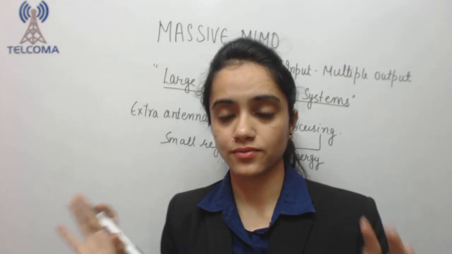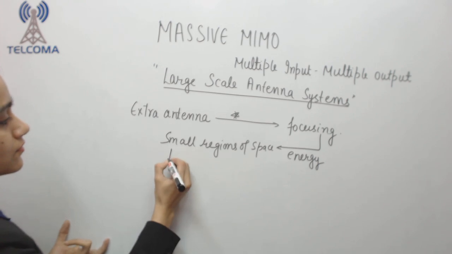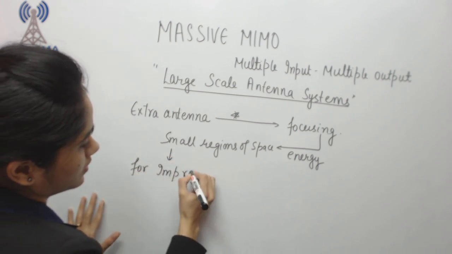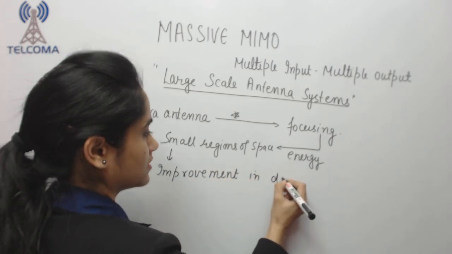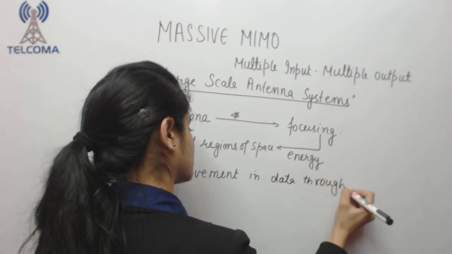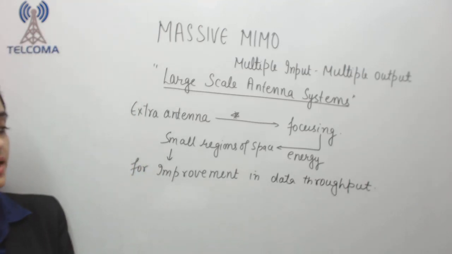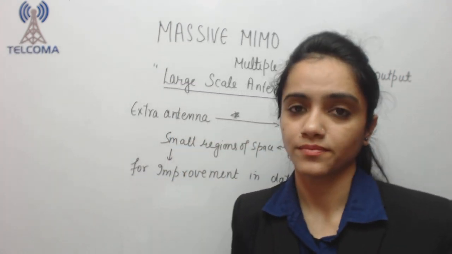Now why do we need to focus energy on a small region of space? So that we can have improvement in data throughput. That's why we have to focus its energy in a smaller region of space.